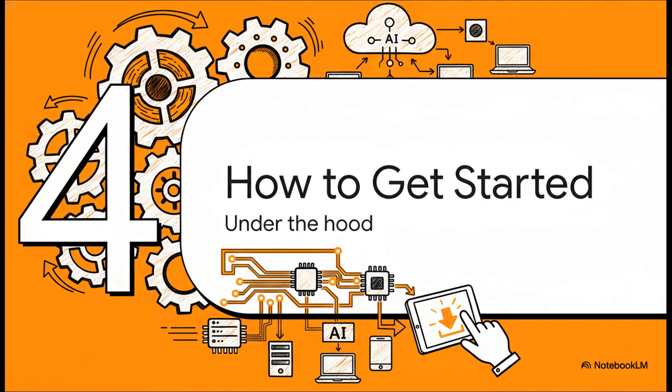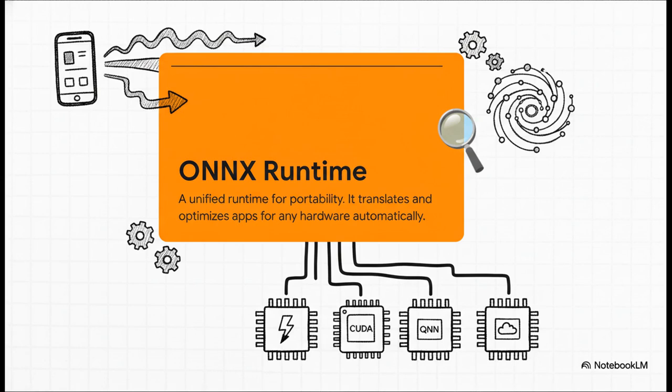So by now you're probably asking, okay, how does this magic trick actually work? Let's pop the hood in this last section and see how it works, and more importantly, how you can try it out for yourself. The secret sauce behind all of this is something called ONNX runtime. The easiest way to think about it is like a universal translator for AI. It sits right between your app and the actual hardware. Your app speaks to ONNX, and then ONNX figures out what chip it's on and automatically translates and optimizes your code for that specific hardware. It'll grab the right driver, like CUDA for an NVIDIA card or QNN for a Qualcomm chip. The developer doesn't have to think about any of it.